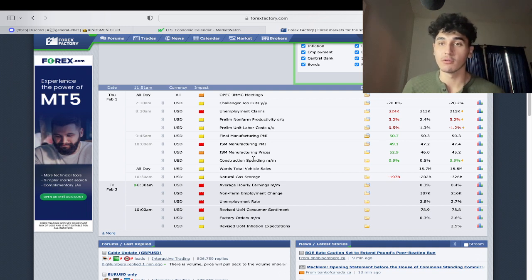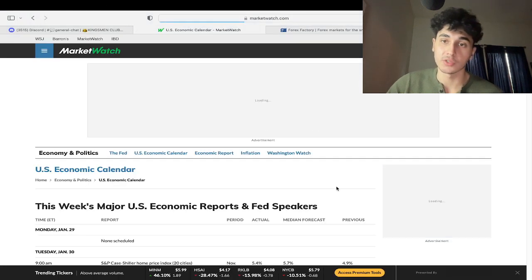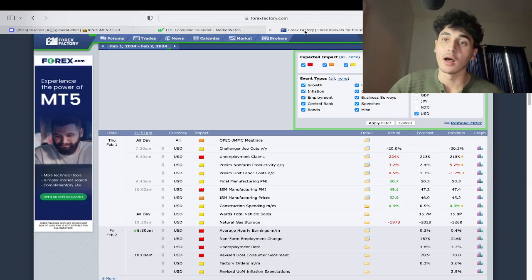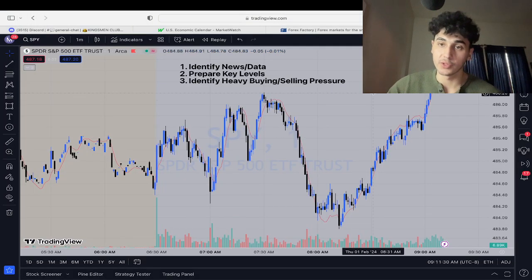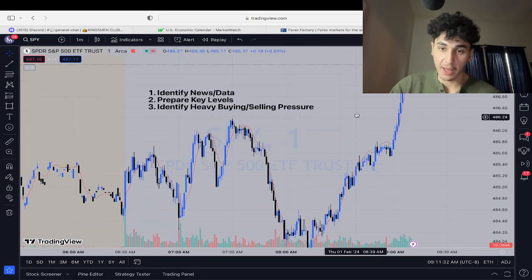Obviously, I want to trade when volume is high, but not high to the point where news is just pushing it everywhere. So that's definitely something to be aware of. So yeah, Forex Factory or Market Watch is where I'm always looking at, when or where news is going to come out. SPY is still absolutely ripping.